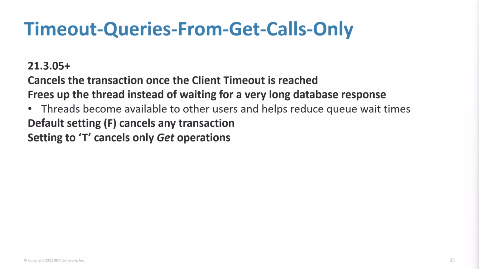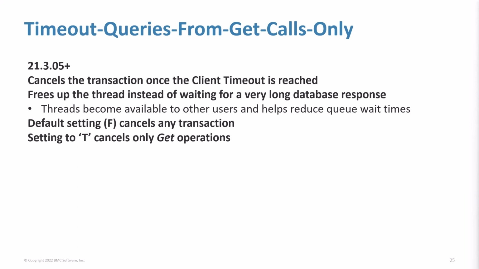You may be aware that some API calls that perform a create or an update operation can return an AR error 92, which says that even though the client timed out, the operation may continue on the server and might complete successfully. But if you leave this setting to false, those transactions will be canceled and won't ever complete successfully.